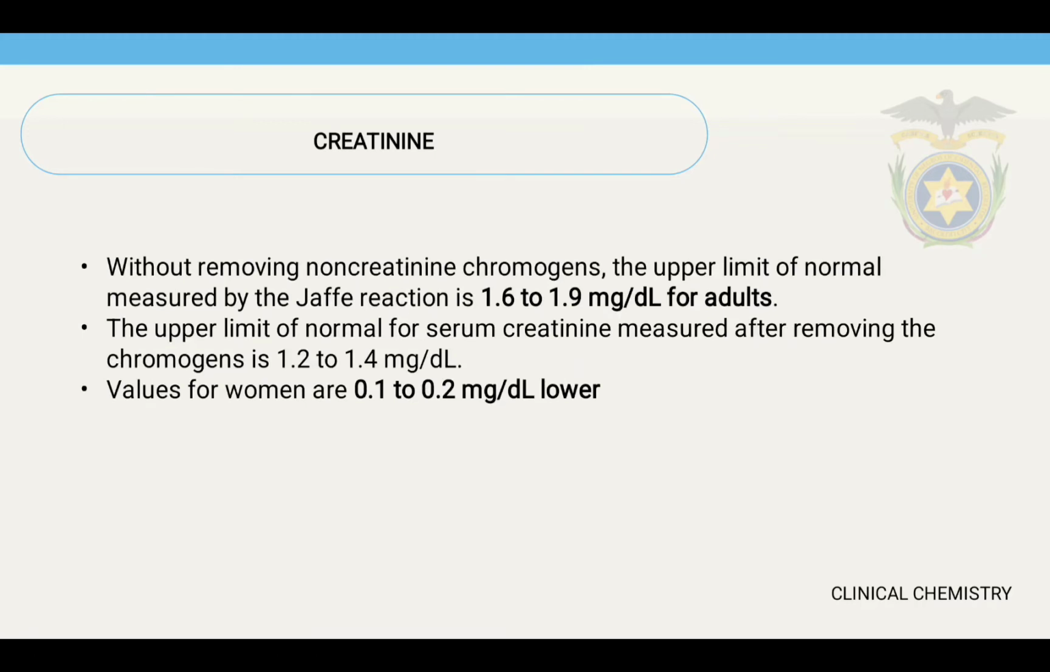Without removing non-creatinine chromogens, the upper limit of normal measured is around 1.6 to 1.9 mg per dL for adults. The upper normal, if after you remove those chromogens, is around 1.2 to 1.4 mg per dL. The values for women are around 0.1 to 0.2 mg per dL lower.